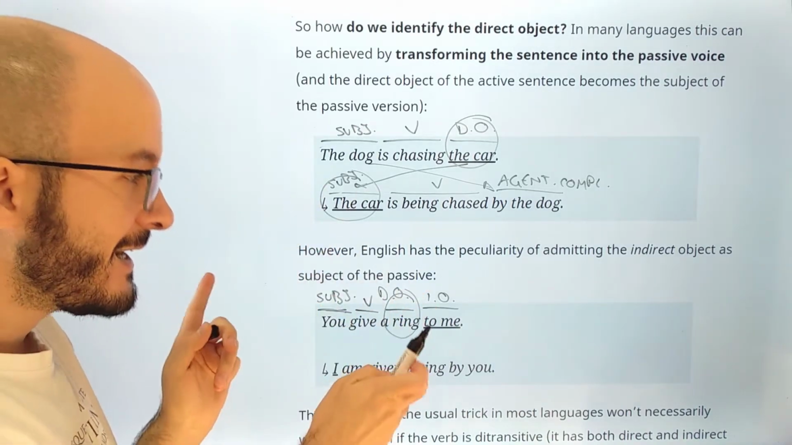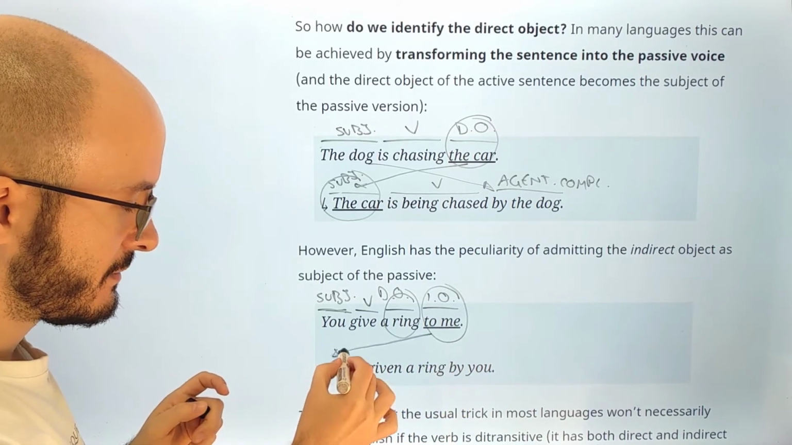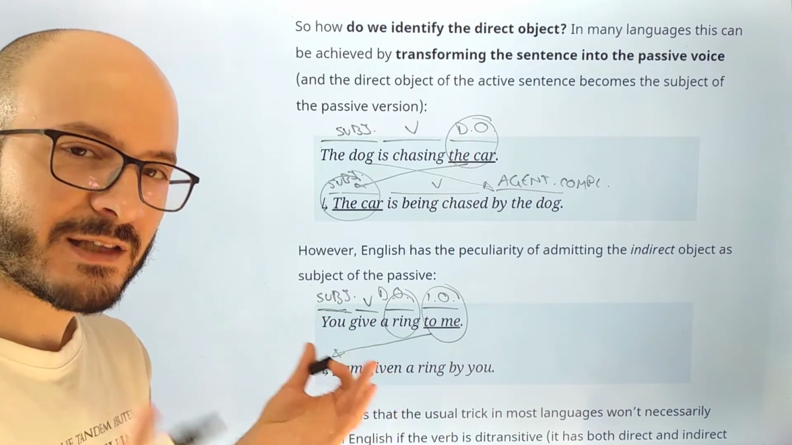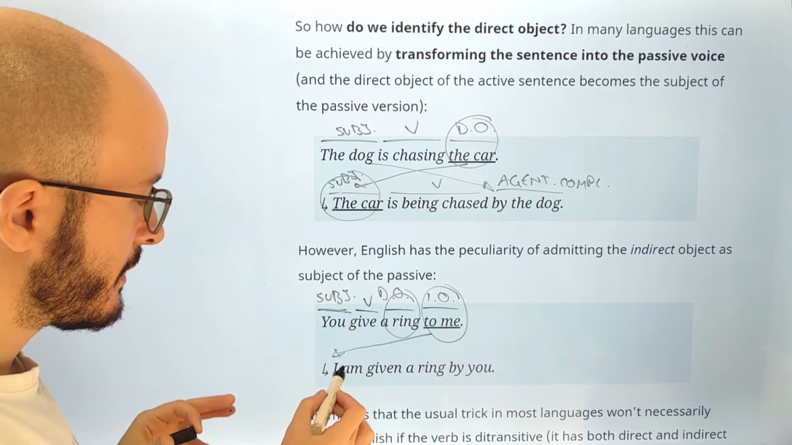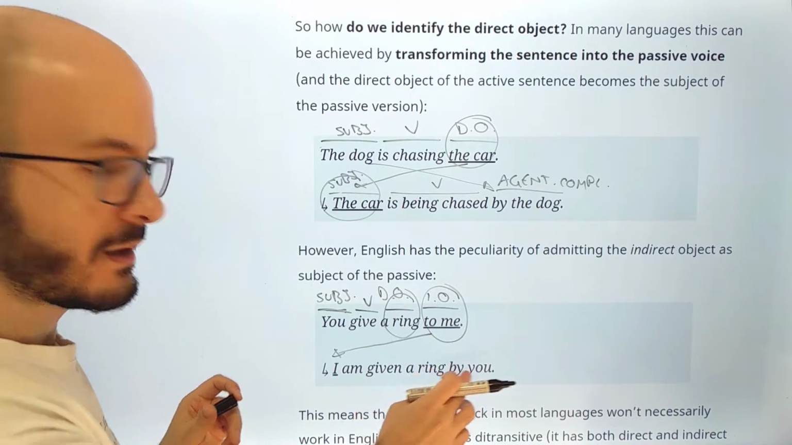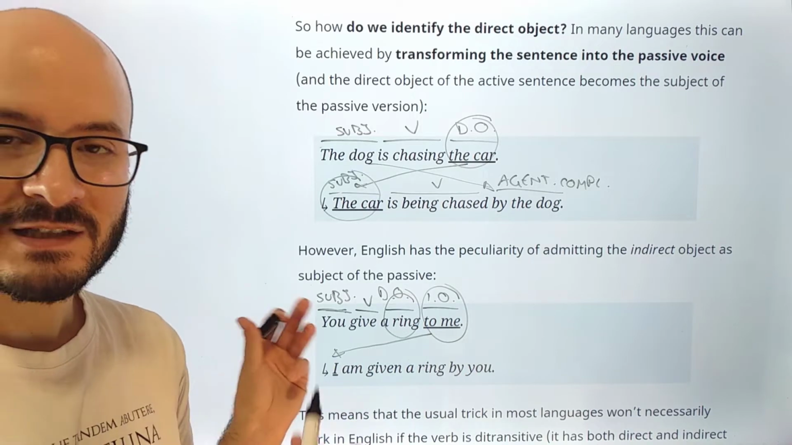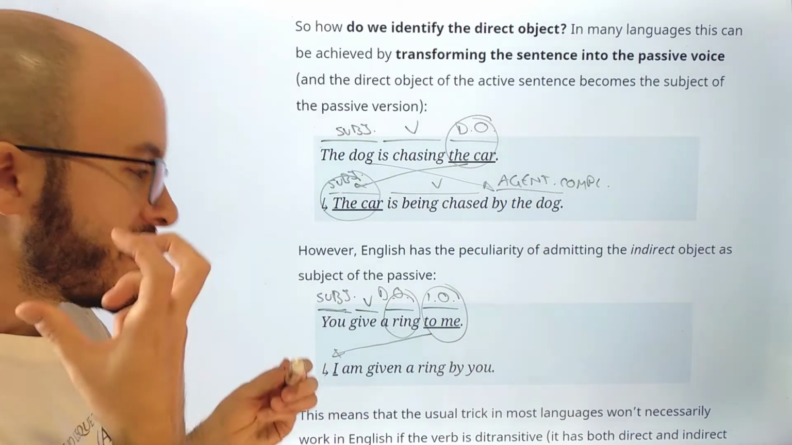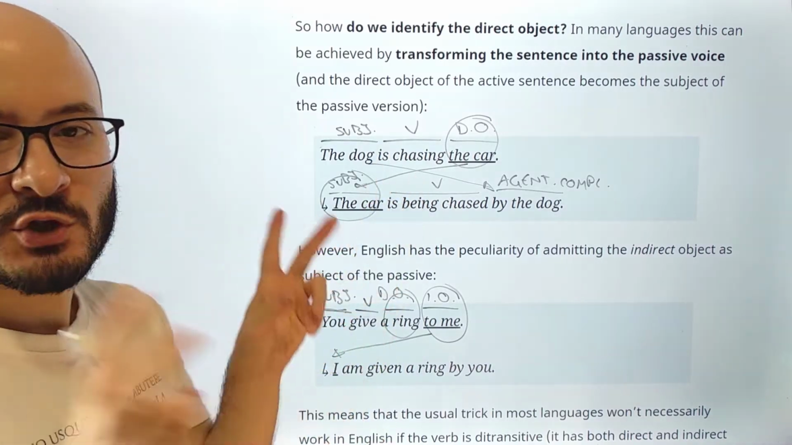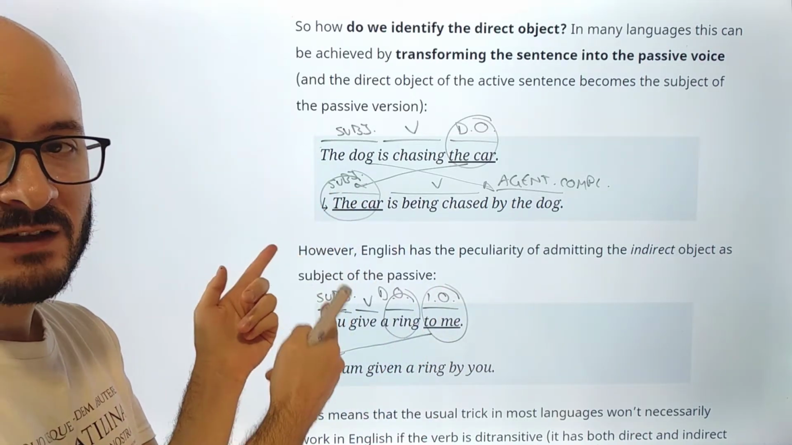Now, English also admits this to be the subject. I mean, depending on the sentence, etc., it might sound more or less natural, but it is grammatically correct, okay? So, you give a ring to me. I am given a ring by you. So, we see that also the indirect object can be the subject of the passive voice in English, which means that we cannot rely completely on this trick of converting into the passive, and what becomes the subject of the passive is the direct object.